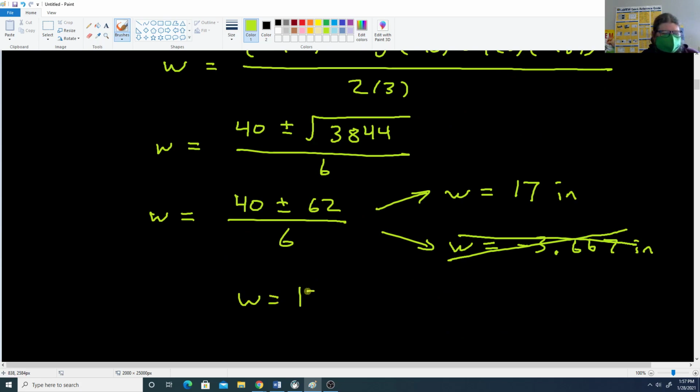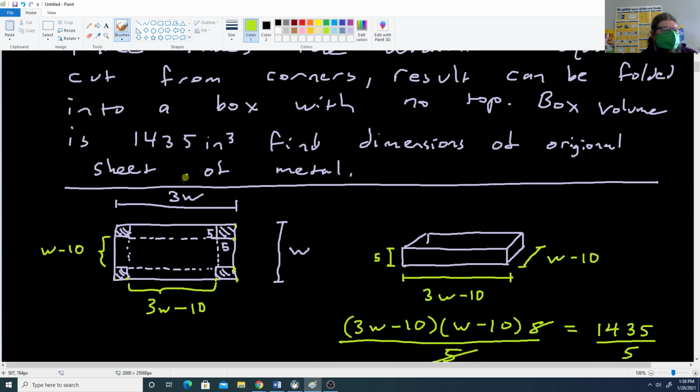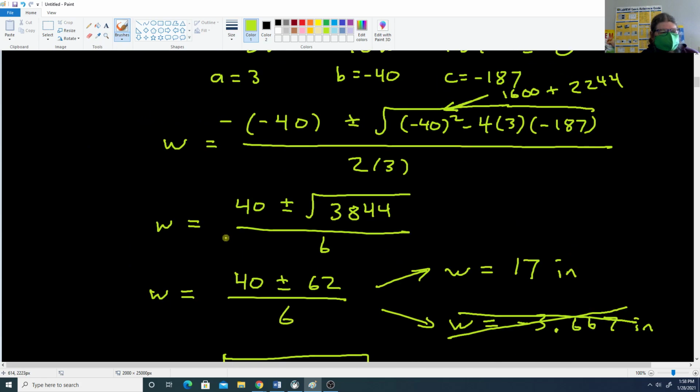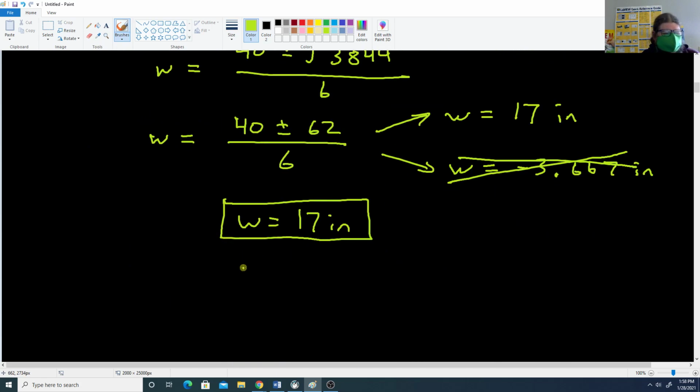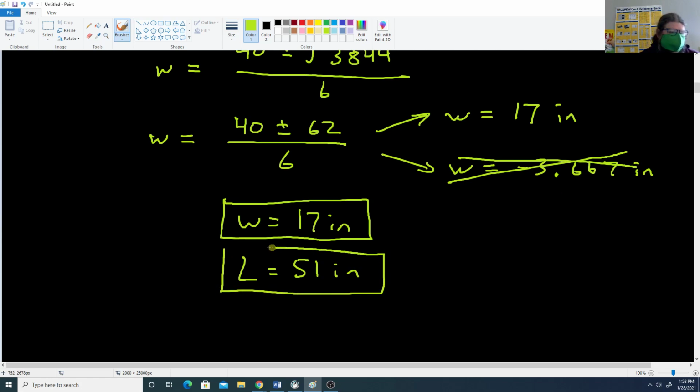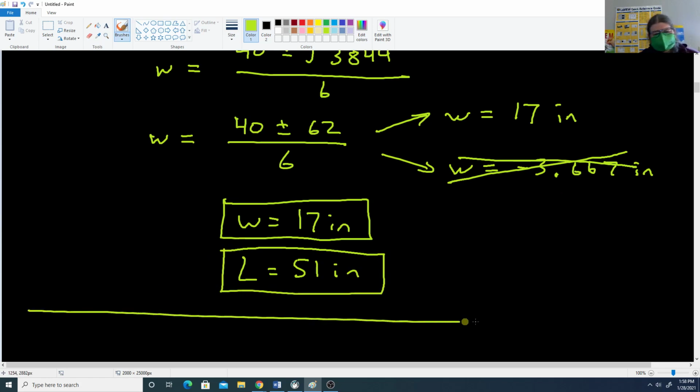We're supposed to find the dimensions of the original sheet. We know the width of the original sheet of metal. So the length would be 3 times the width. So the length is 3 times 17, which should be, I think, 51. Yeah, so that's 51 inches there. And we got our problem basically wrapped up here.